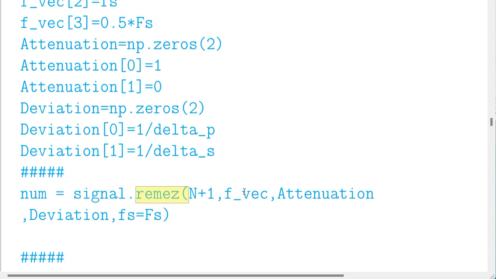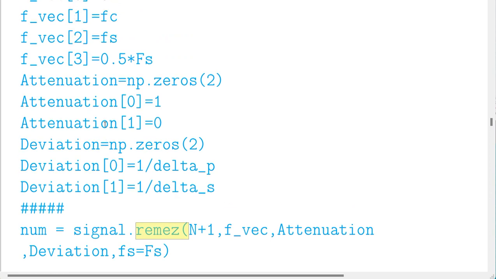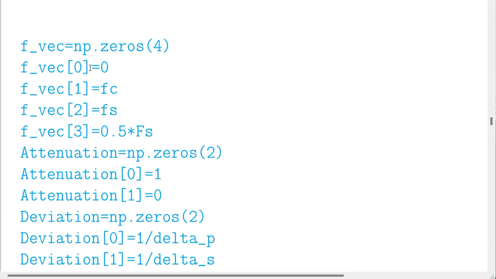Okay, so we need three important vectors. Here you see f vector contains 0, fc, fs, and half fs. We have these key parameters for low pass: 0, fc, fs, 0.5 times fs. What about attenuation?